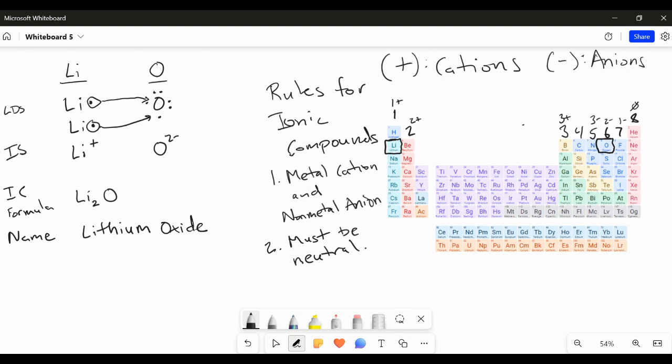So let's check and see how we did. Metal cation and non-metal anion. Lithium's a metal, oxygen's a non-metal, so we're good on that one. Must be neutral. These 2 lithiums together are donating 2 electrons, and oxygen is gaining 2 electrons. If we check the charges right here, lithium is 1+, oxygen's 2-. But because we have 2 lithiums, we have to multiply lithium's charge, which is +1, by its subscript. So 1 times 2, that's 2+ overall. So now we have 2 positive and 2 negative charges. It means overall this is neutral.